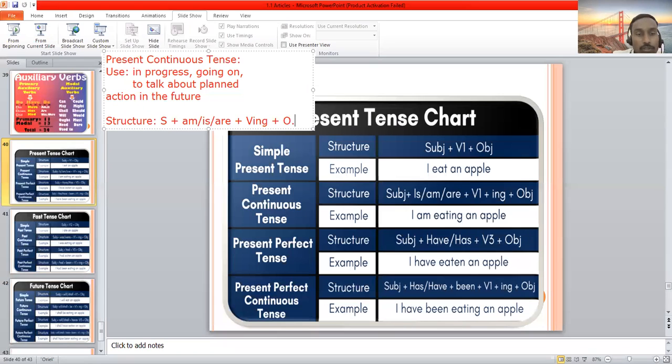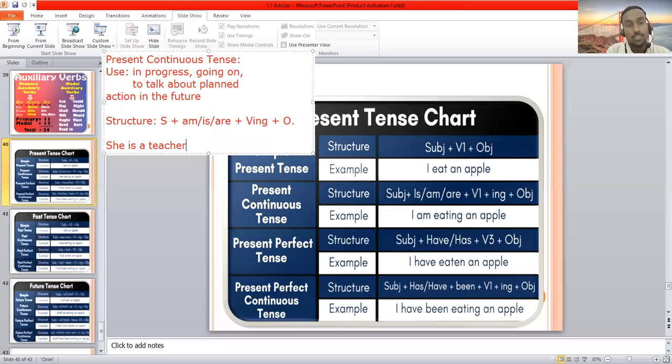So many students only remember am/is/are. It is not required to remember only am/is/are. Here you people have to think about what comes after am/is/are. After am/is/are, there is V-ing. So that you should not forget. If you forget there is V-ing, you may get confused with the examples. For example, if I give you here, she is a teacher. So what is the tense of this sentence? Simple present tense. Yes, here it is simple present tense. Here it is not present continuous.